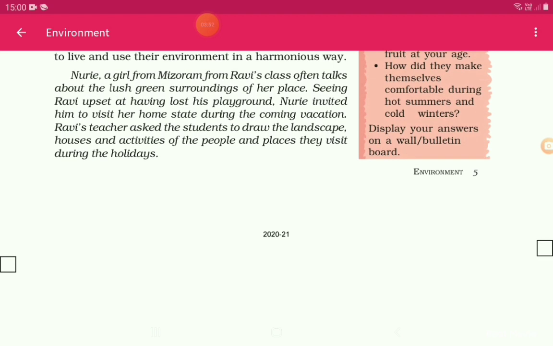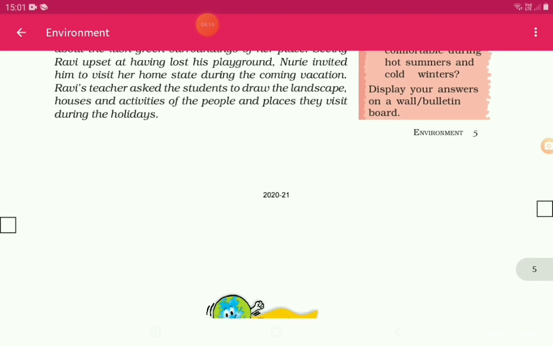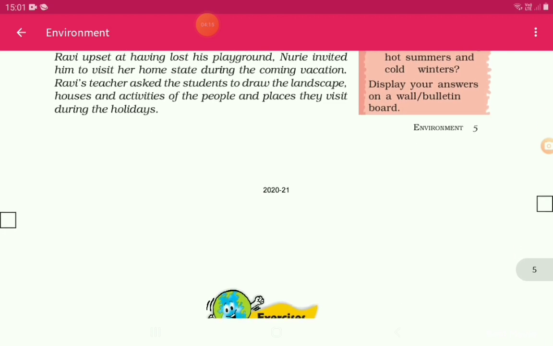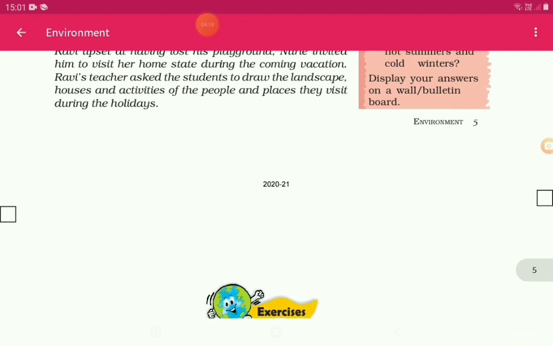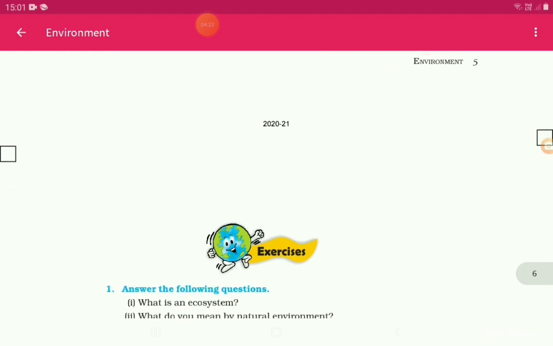Muri, a girl from Mizoram in Ravi's class, often talks about the lush green surroundings of her place. Seeing Ravi upset and having lost his playground, Muri invited him to visit her homestay during the coming vacations. Ravi's teacher asked the students to draw the landscape, houses and activities of the people and places they visit during the holidays.